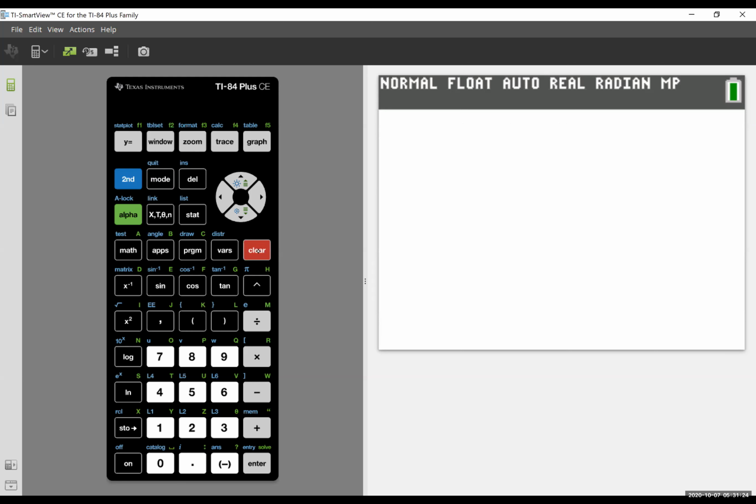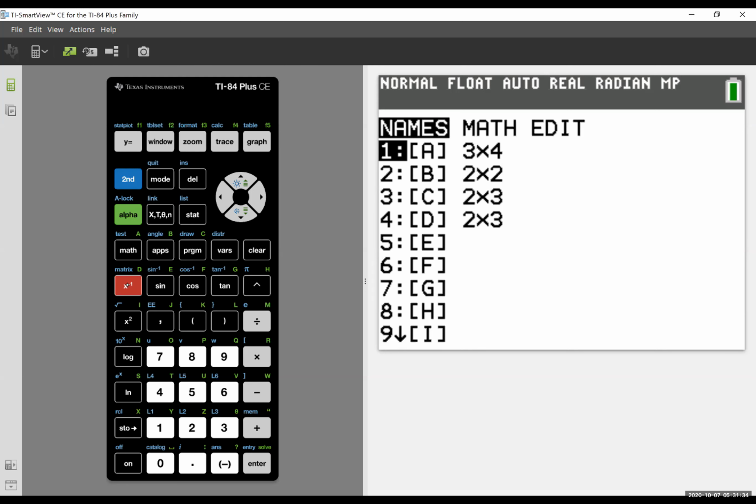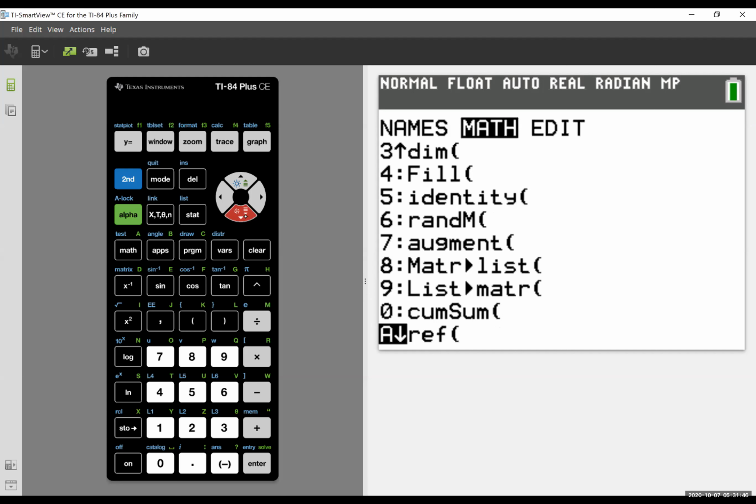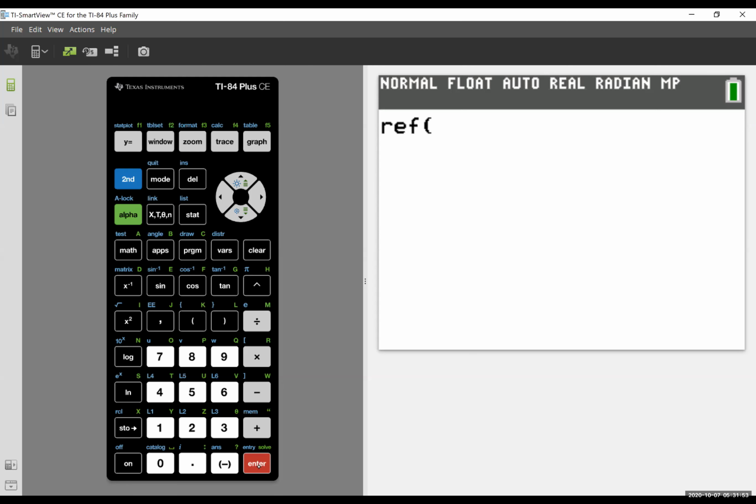Now what I'd like to do is when I go through these, I'm going to call up the matrix math first. So again, we're going to press second matrix or second X inverse. Use the right arrow key to scroll over to math. And we're going to use the down arrow key to find REF. So that's item number A. So if you press enter, REF, which guess what stands for row echelon form, is called up to the screen.